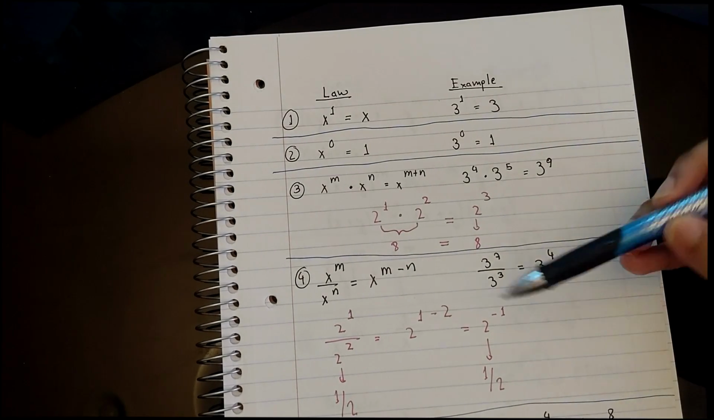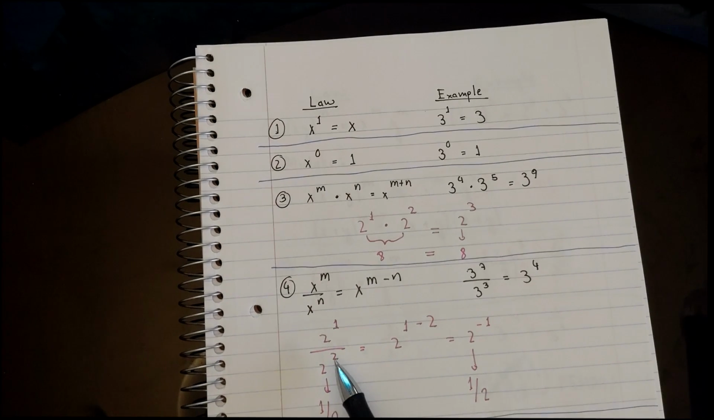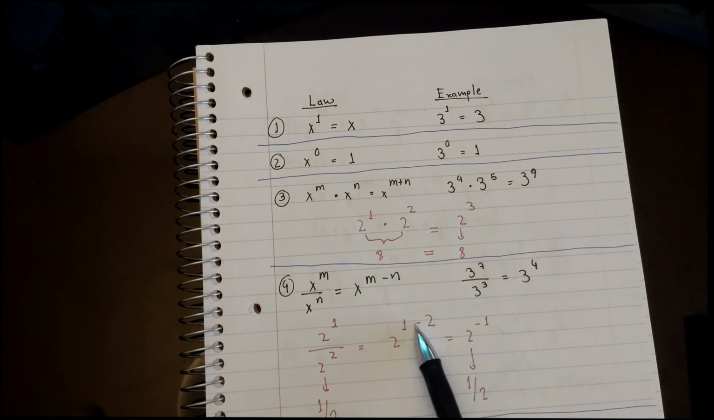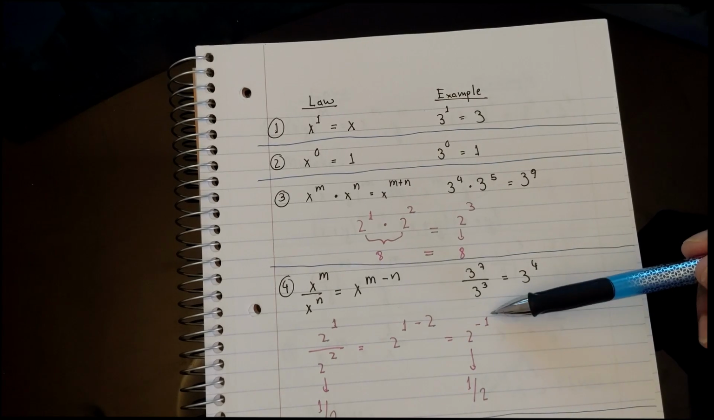So for example, if you do 2 to the power of 1 and divide by 2 to the power of 2, then 2 to the power of 1 is 2, and 2 to the power of 2 is 4. So 2 over 4 is the same as half. You can also do this with exponent rules: 2 to the power of 1 minus 2, which gives you negative 1. So this shows another property that we're going to learn.